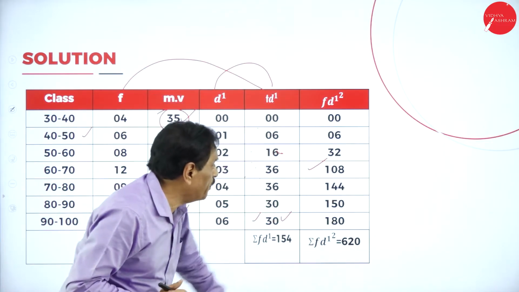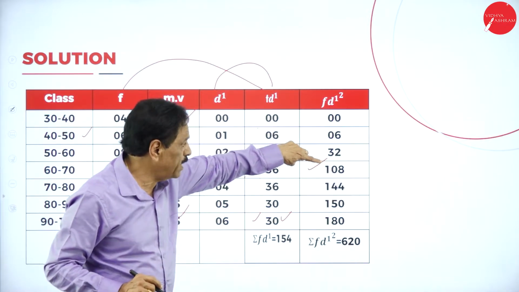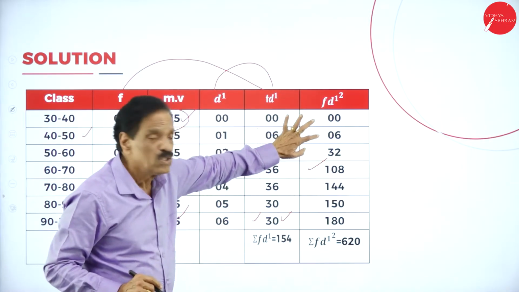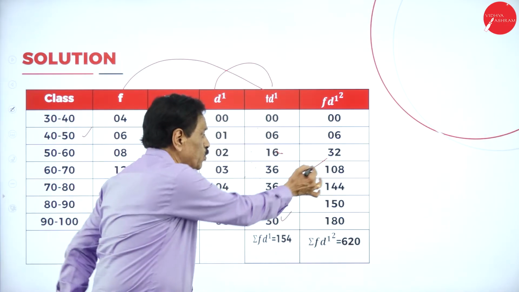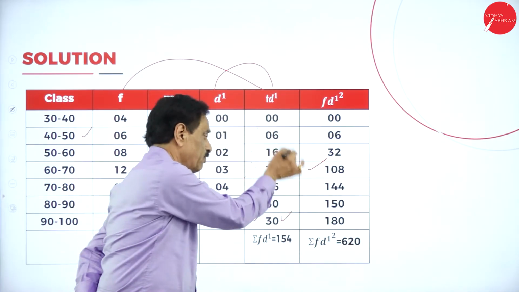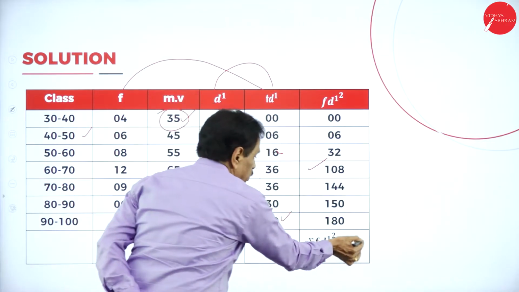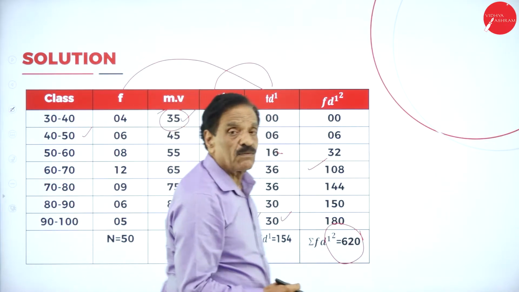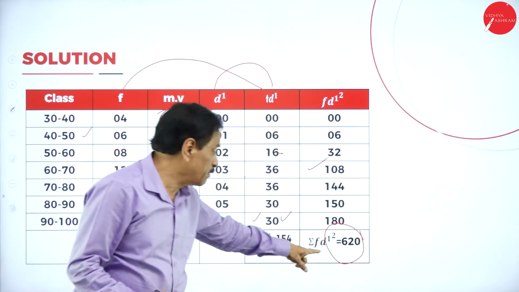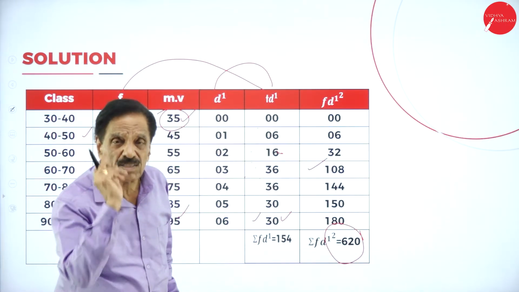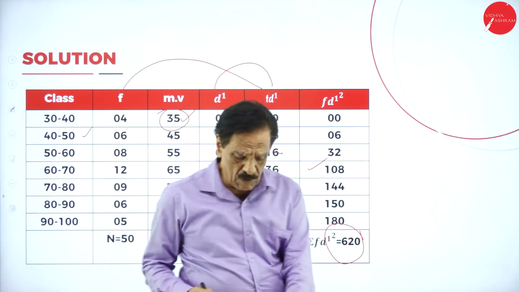Add the figure. 6 plus 2, 8, 16, 20, 2 plus 3, 5, 9, 14, 22, 2 plus 1, 3, 1, 4, 5, 6. So it will come 620. This is for what? For the sake of standard deviation. You require sigma ft dash square because of standard deviation. Now we are going to apply.